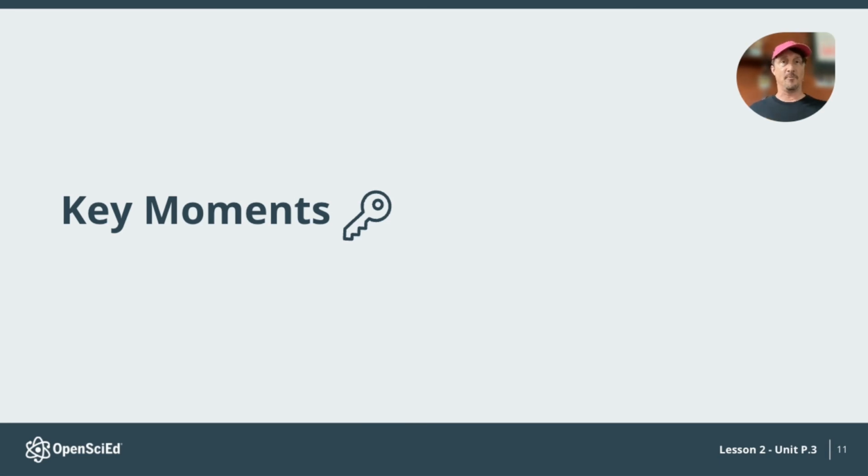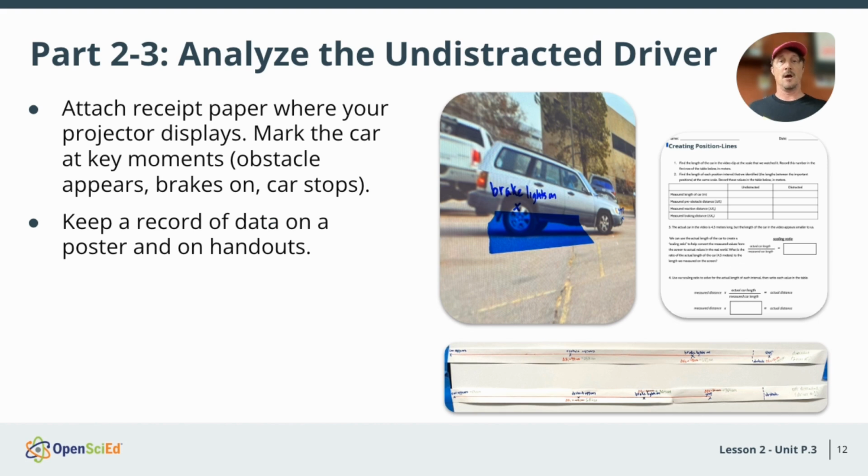Some key moments from these 3 parts. When we first make the position time graph, or collect the data that will ultimately become our position time graph, we're going to attach receipt paper to the place where your projector displays. So you get a long strip of paper, you tape it to the screen, and you mark the car at key moments: when the obstacle appears, when the brake lights turn on, and when the car reaches a full stop. So we keep a record of this data on a poster and on the student handout that you see here.